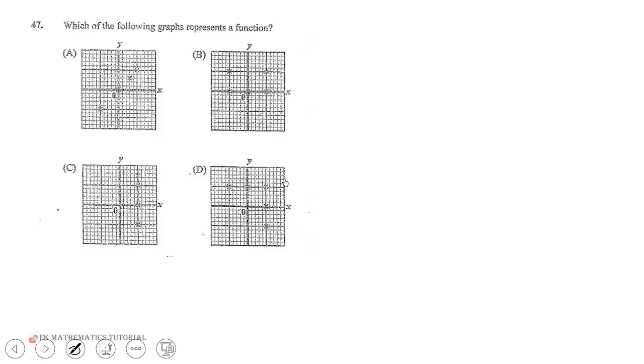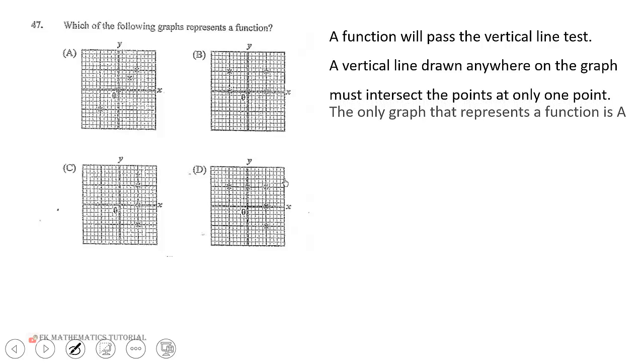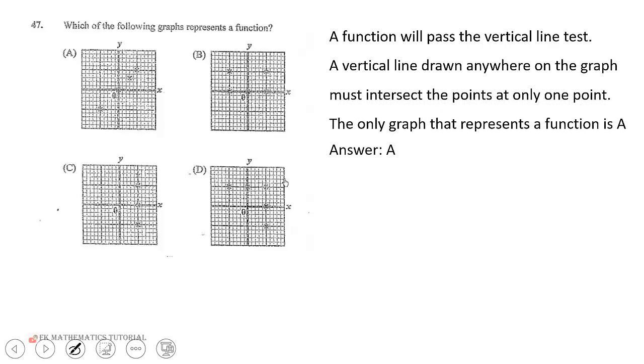Item 47. Which of the following graphs represents a function? A function will pass the vertical line test. When we draw a vertical line through these, you realize that it's only option A that cuts the graph at only one point. So option A is correct.